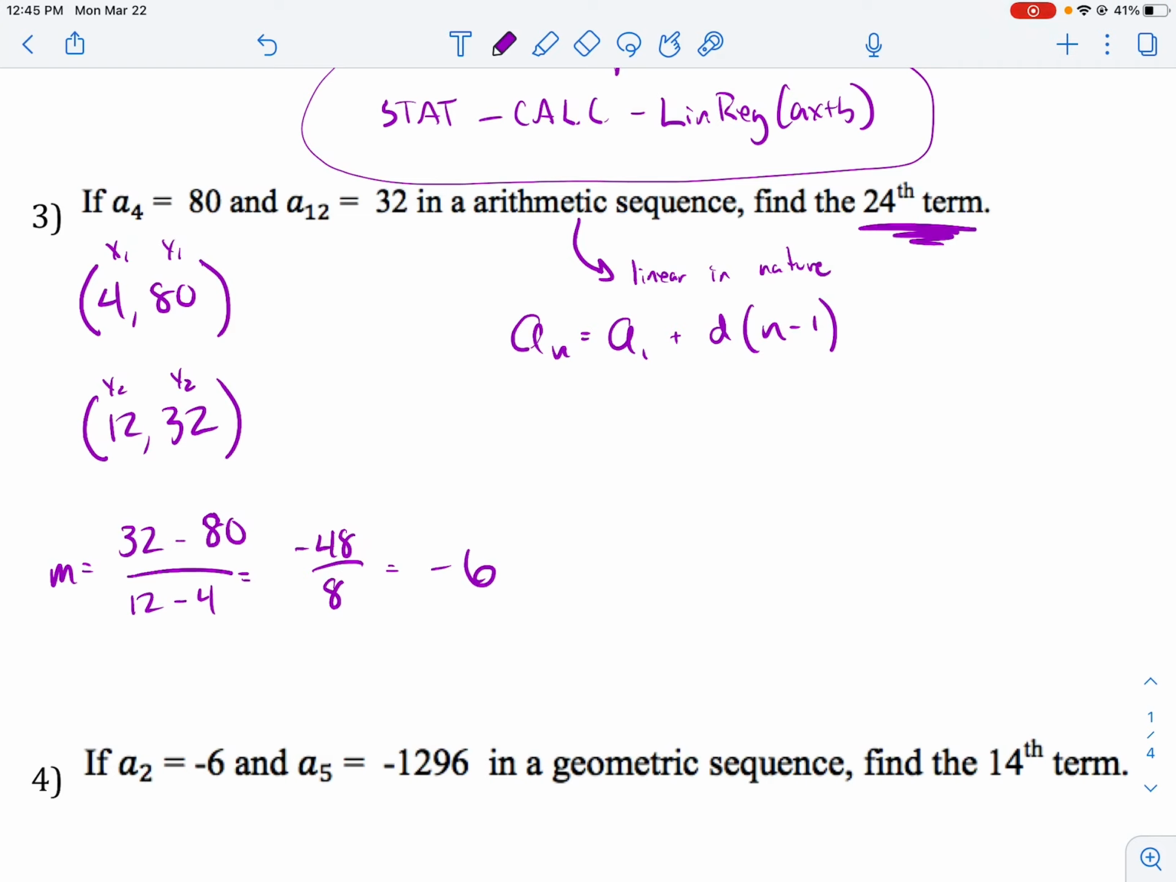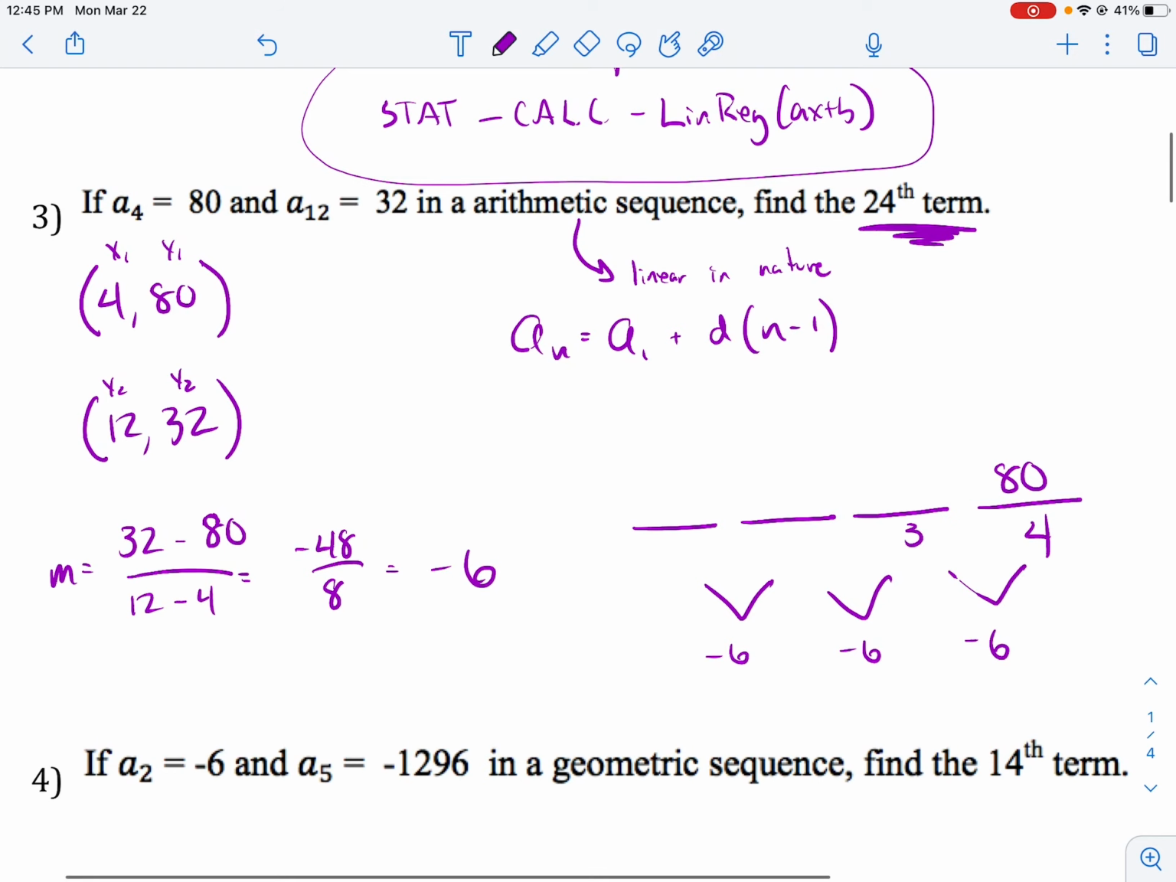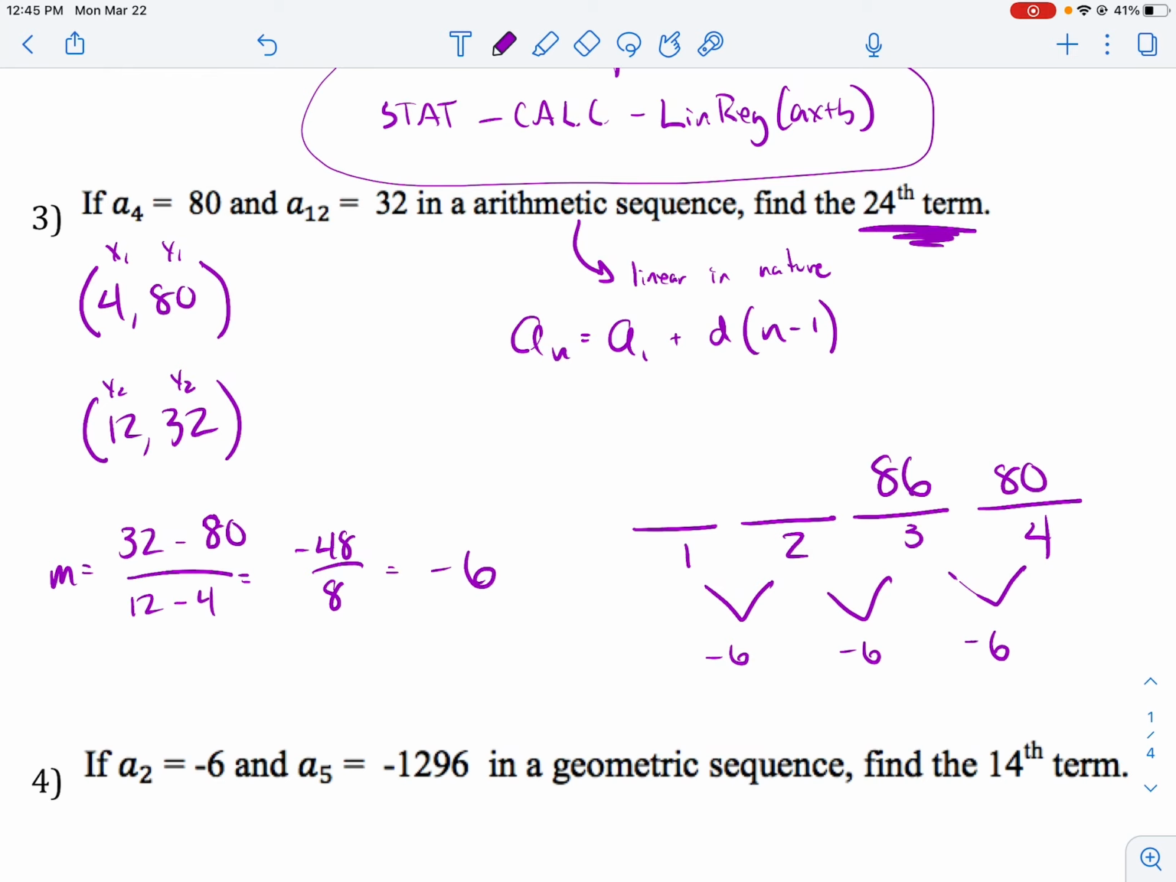And so, knowing negative 6 is our d value, if this is 80, which means we're going down by 6, down by 6, down by 6 to get back to our third, second, and first term. We're going to add 6. So this one's going to be 86. This one's going to be 92. And this one's going to be 98. All right, so there's our first term, our d value. So we got everything we need.